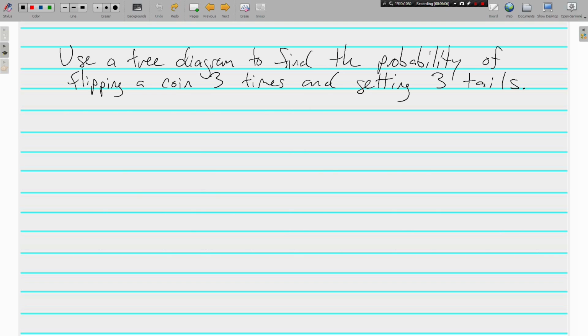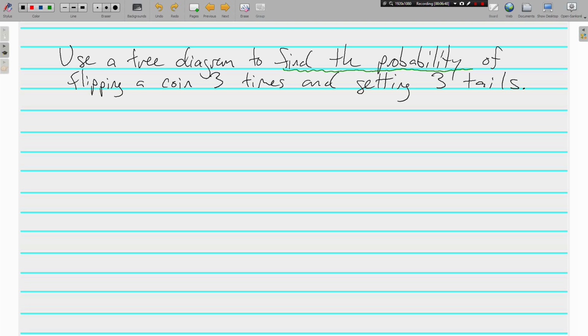Another one, I've got another one with coins here. Use a tree diagram to find the probability of flipping a coin 3 times and getting 3 tails. Okay, so with this one, first let's make sure we answer what we're asked. It's not just asking for the sample space, but we're wanting to find the probability of flipping the coin 3 times and getting 3 tails. This time, I'm actually going to make my tree go left to right. It doesn't really matter to me what you do, top to bottom or left to right, as long as you do it correctly, I'm okay with it.